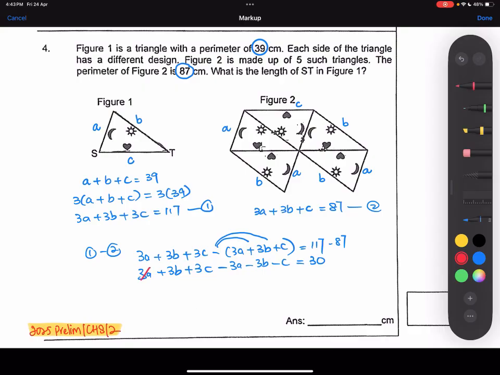3A can cancel out, 3B will cancel out. So we're left with 2C is equals to 30. So C is equals to 15. Now what are we looking for? The length of ST. ST is C, which is 15. This is what we found. So our answer is 15 centimeter.